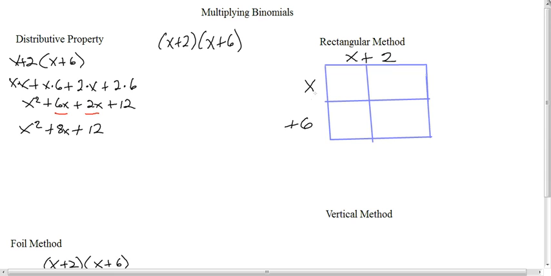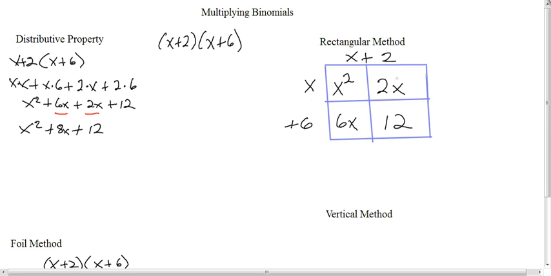So again, the rectangular box says you're going to multiply x times x, and people, this does not give us x, it's x to the 1 plus 1, which is going to give us x squared. Then x times 2 will give us 2x. Now we'll come using the first box. 6 times x is 6x, and 6 times 2 is 12.